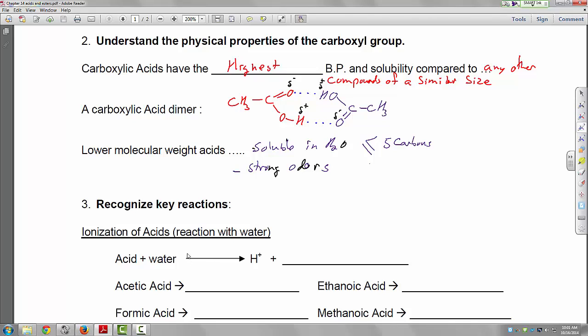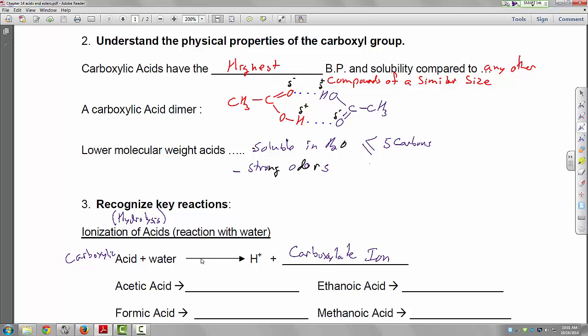Recognize these key reactions. First, we have the ionization reactions, or this reaction with water. Sometimes this is also referred to as hydrolysis, but it's not like the hydrolysis of an ester that we'll be talking about later. All we're doing is reacting this acid with water. It ionizes and produces hydrogen ions, and the carboxylate ion.